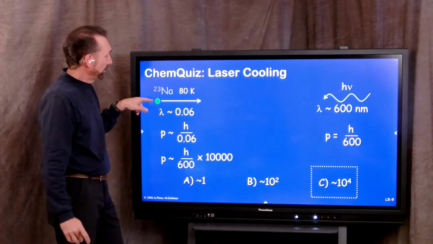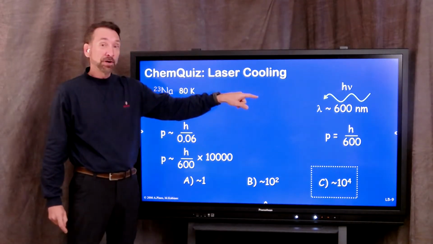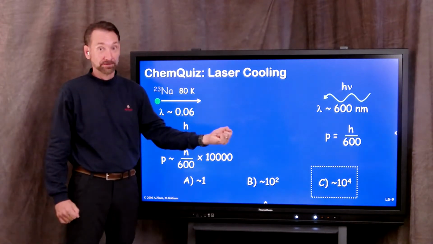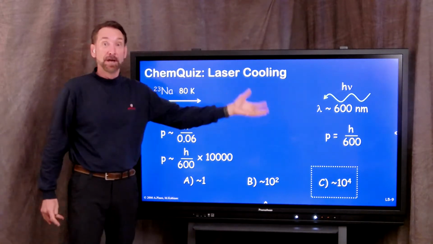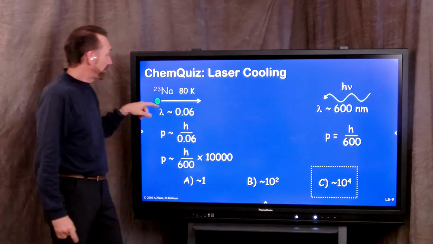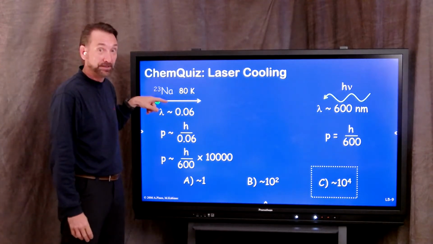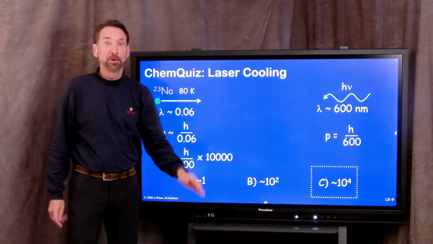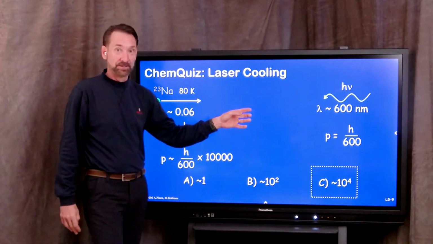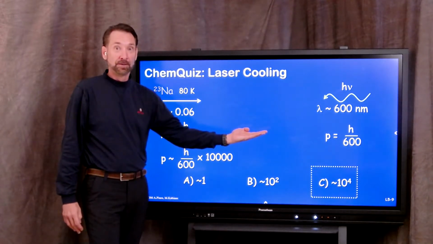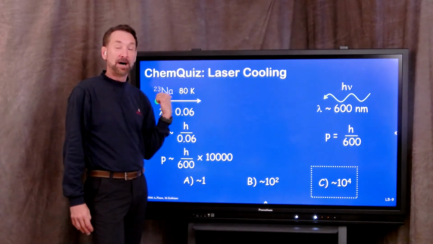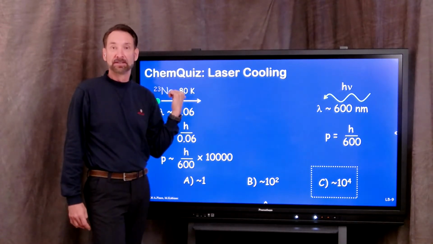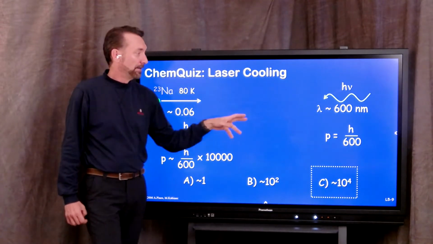So remember, the momentum of a particle, its motion, is related to its temperature. Motion in a system is a measure of its temperature. If you can bring these almost to a stop, you're dropping the temperature. So some of the coldest temperatures ever achieved were by laser cooling of atomized atoms at low pressure in the gas phase. And that was done by Steve Chu.